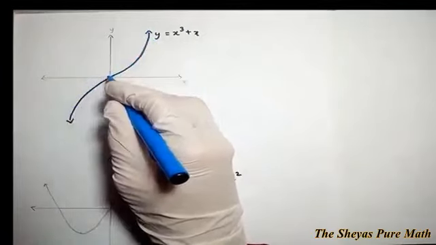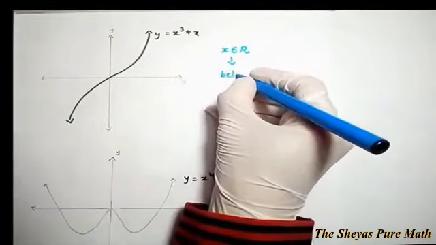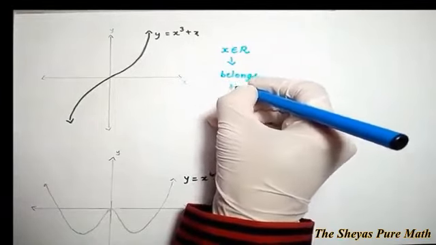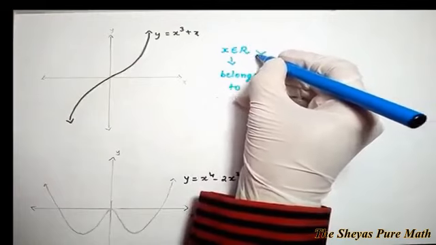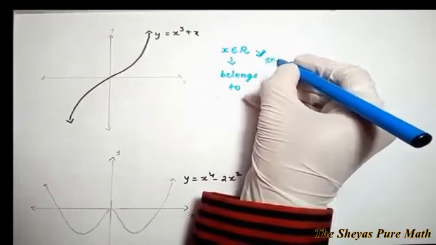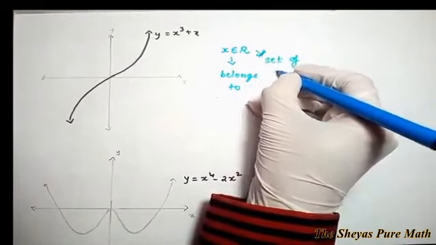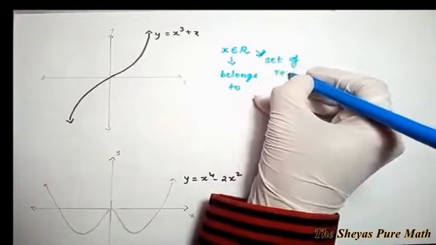So this symbol means belongs to. And R is a set of real numbers. Real numbers in the sense all real numbers.